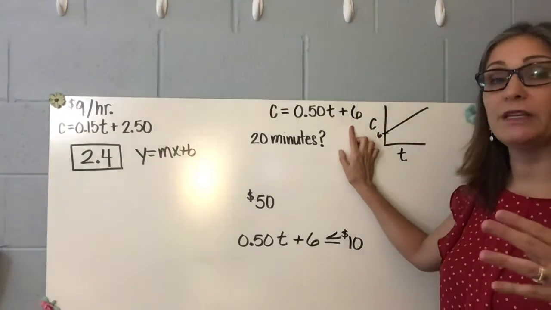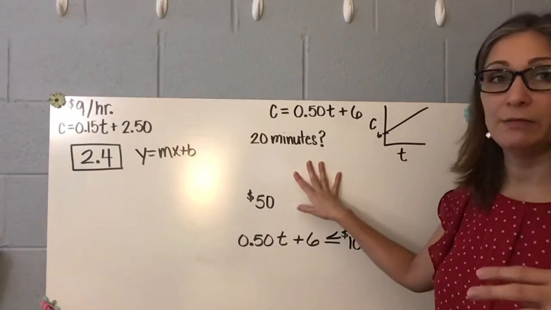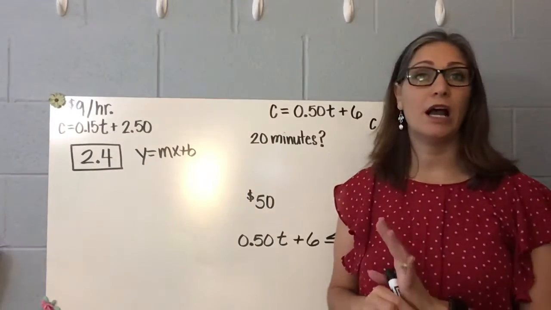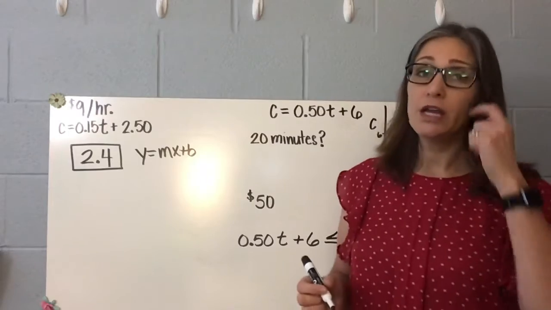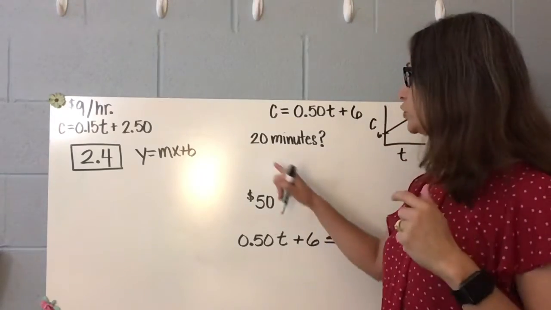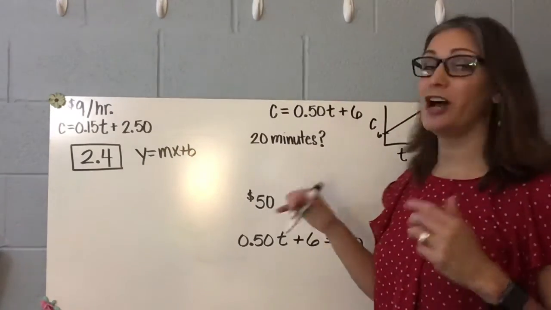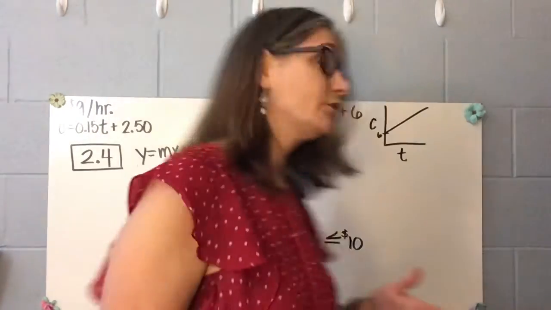So my question would be, what would it be if it was 20 minutes or 50 minutes or 37 minutes? So you're going to be working with trying to figure out how much it would cost for specific amounts of time for the next part of this.